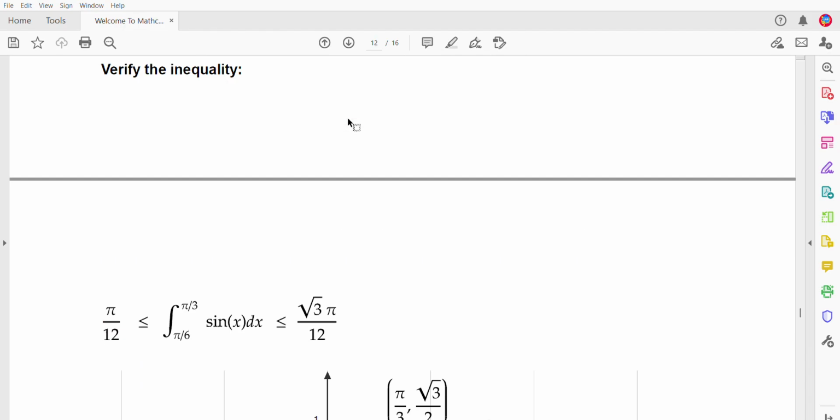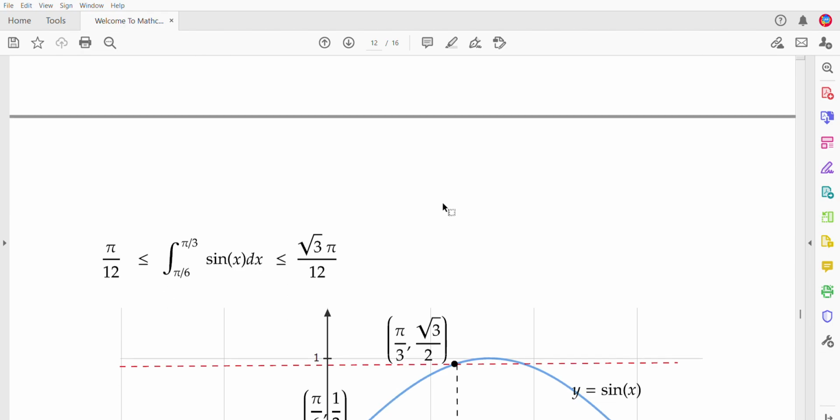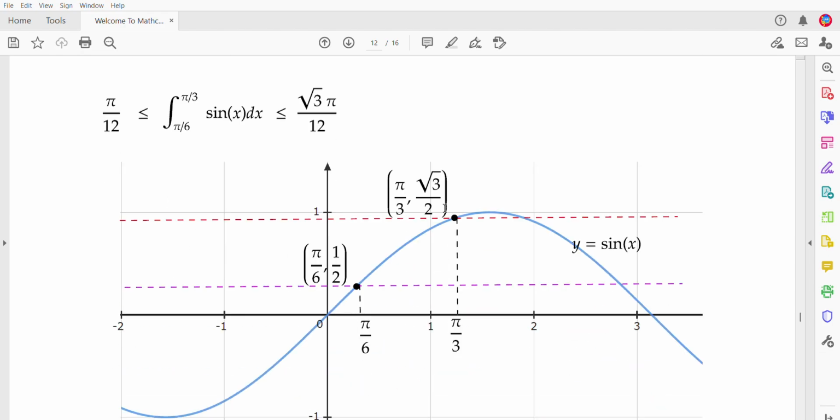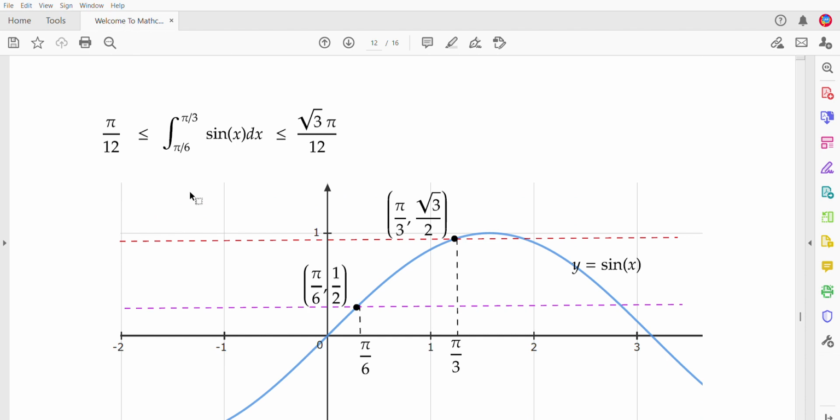Let's verify the inequality using all the properties we've seen so far. We want to show that the definite integral from pi over 6 to pi over 3 of sin x dx is between pi over 12 and root 3 pi over 12. Looks complicated, but it is not.